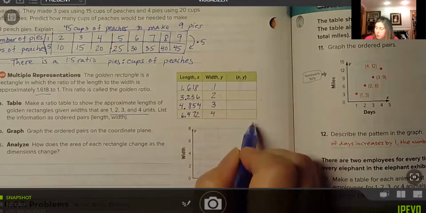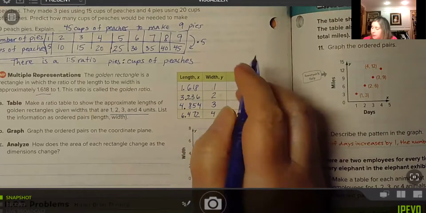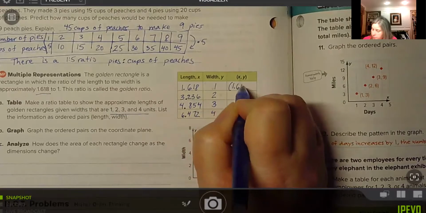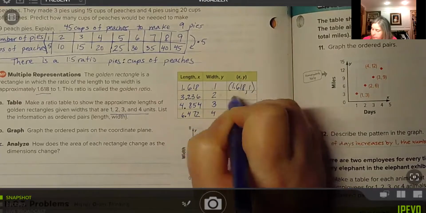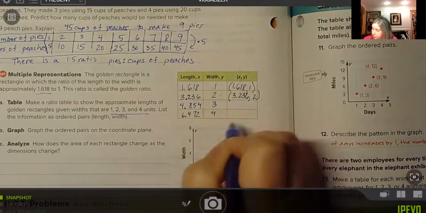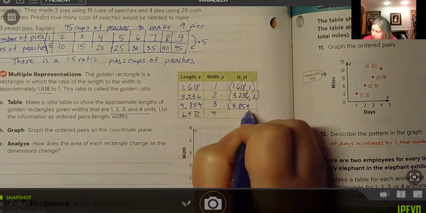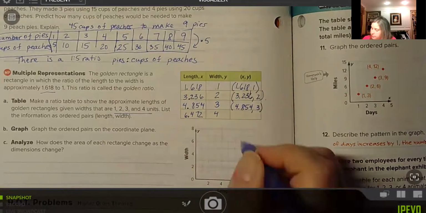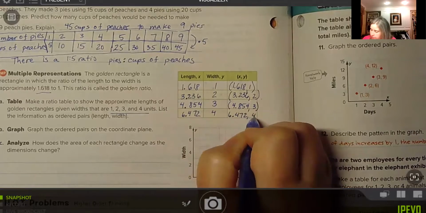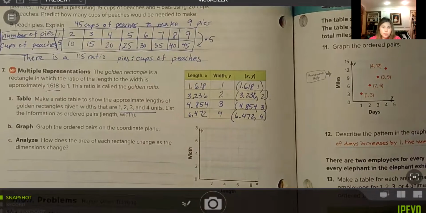So as ordered pairs, we're just putting the parentheses around them and putting a comma in between. So we have 1.618, comma 1, 3.236, comma 2, 4.854, comma 3, and 6.472, comma 4. And then part B asks us to graph the ordered pairs on the coordinate plane.